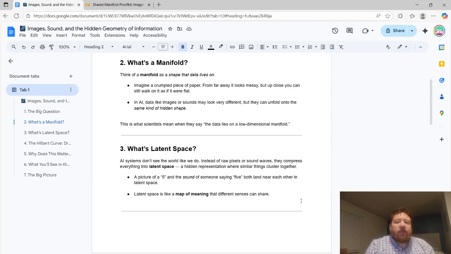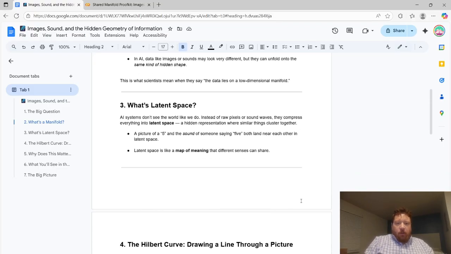Think of a manifold as a shape that data lives on. Imagine a crumpled up piece of paper. From far away, it looks messy, but up close, you can still walk on it as if it were flat. In AI, data like images or sounds may look very different, but they can unfold onto the same kind of hidden shape. So this is what scientists mean when they say the data lies on a low-dimensional manifold, and we'll dive very specifically into low-dimensional manifolds.